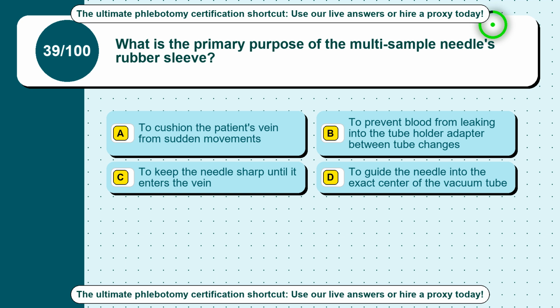Question 39. What is the primary purpose of the multisample needle's rubber sleeve? Option A. To cushion the patient's vein from sudden movements. Option B.